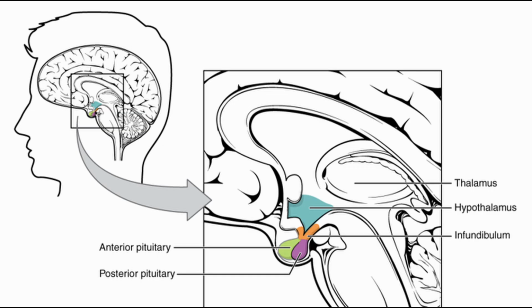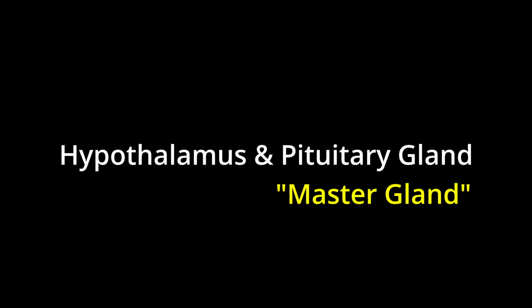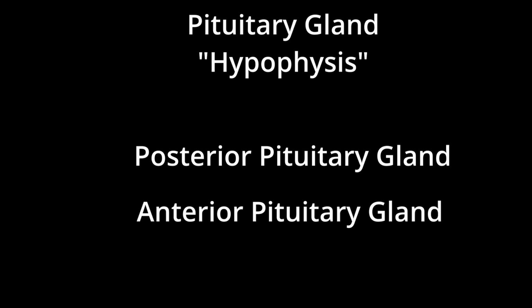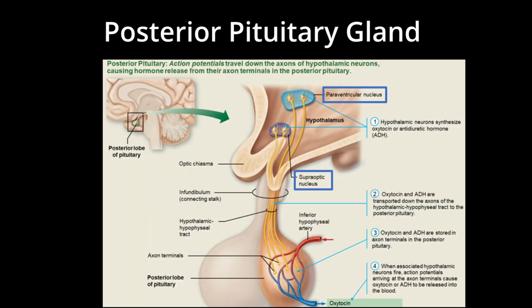The hypothalamus and pituitary glands regulate all the body systems. The pituitary gland is considered the master gland. The hypothalamus is basically the gateway between the nervous system and the endocrine system. Now, let's dive into the pituitary gland. The pituitary gland, also known as the hypophysis, is split up into two parts: the posterior pituitary gland and the anterior pituitary gland. Now let's start with the posterior pituitary.